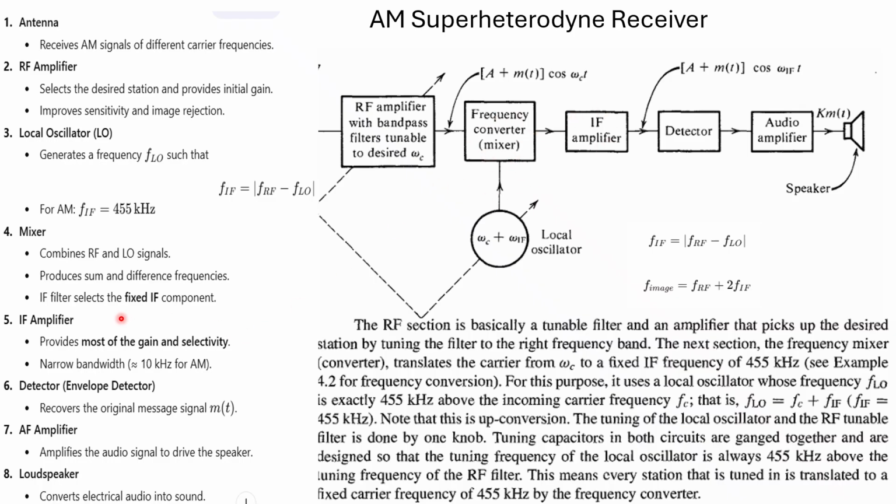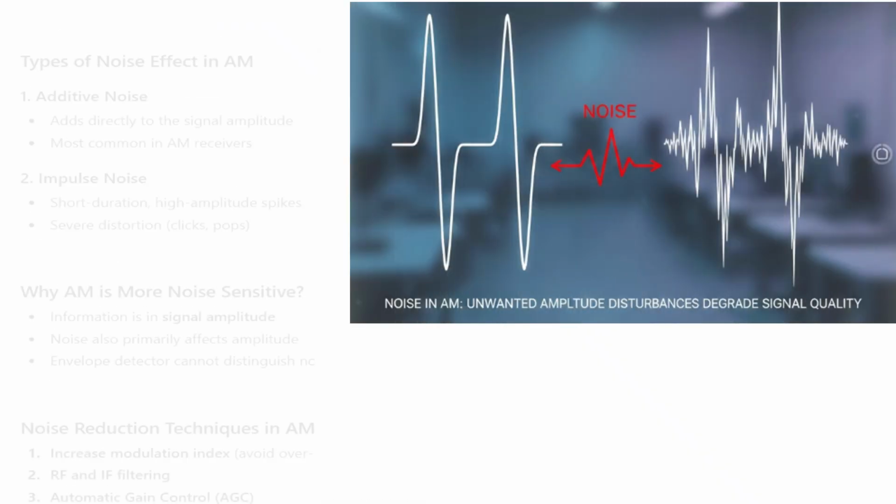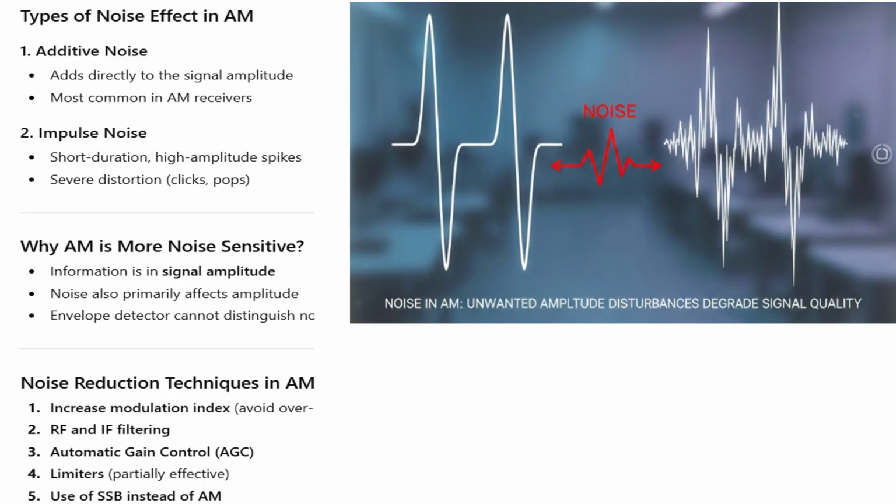So here is a frequency mixer, and then the IF amplifier, which will amplify and provides most of the gain and the selectivity, and the detector, which recovers the demodulated original signal, and then the amplifier and the loudspeaker, right? So this is your amplitude modulation superheterodyne receiver, one of the most important topics, so you must go through this topic particularly. Now let's talk about another term, that is noise, right? So what is the effect of noise in amplitude modulation? So suppose this is your modulated signal, right?